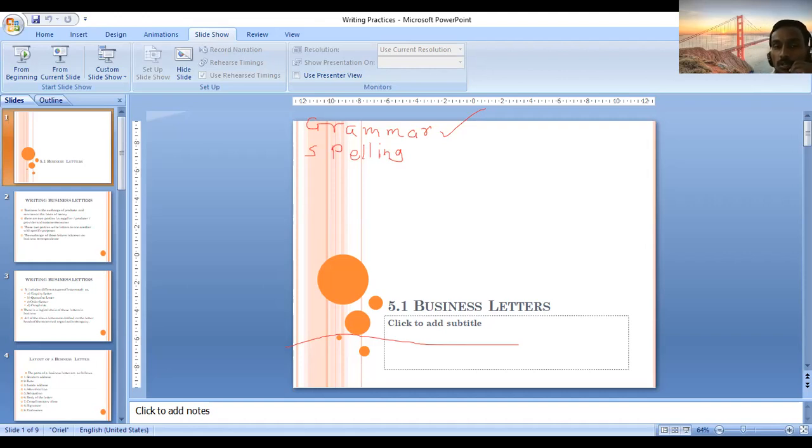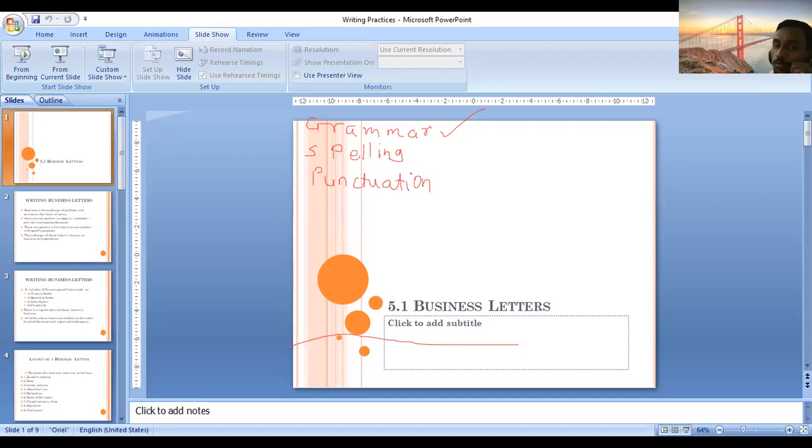Then I have told you about punctuation marks. Okay, punctuation marks are also equally important, because without punctuation marks your writing will not have any meaning. So you just try to learn when and how to use full stop, comma, colon, semicolon, question mark, etc.